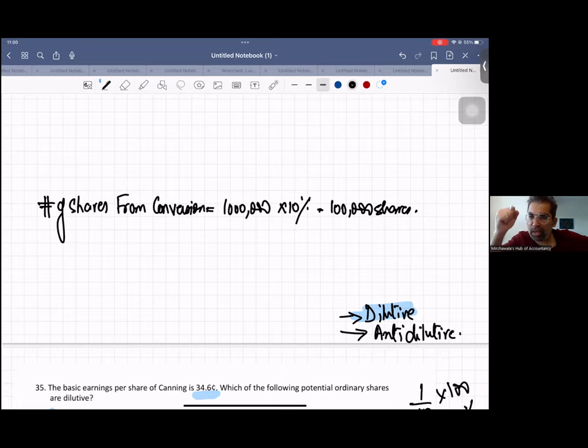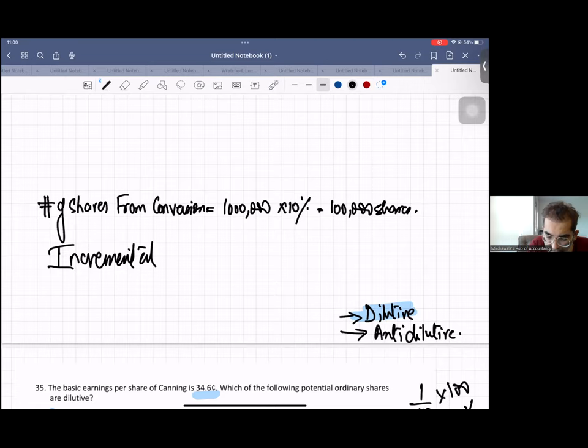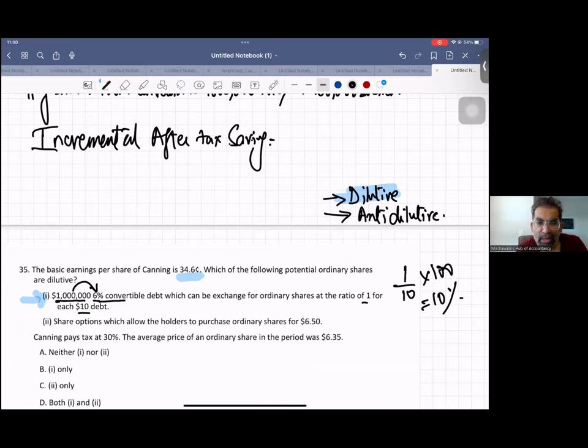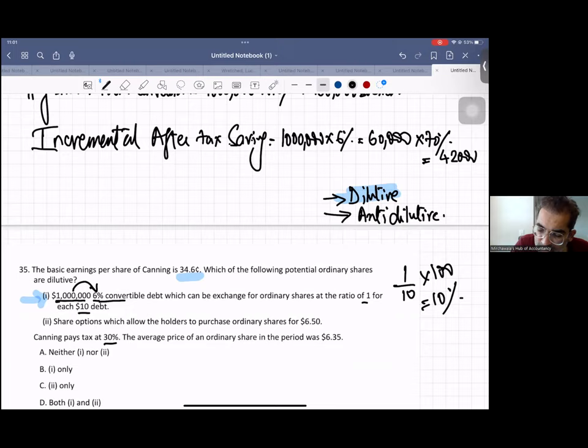Now, the second line. When you go into your imagination world and convert your loan note into shares, your interest cost will be saved. So there will be one more line: incremental after-tax savings. The loan amount is 1 million and the interest rate is 6%. So 1 million times 6% is 60,000 interest saved. But when interest is saved, your profit will go up, and the tax department will come. Tax department will take 30%, so we only get 70%. So your incremental after-tax saving will be 42,000.